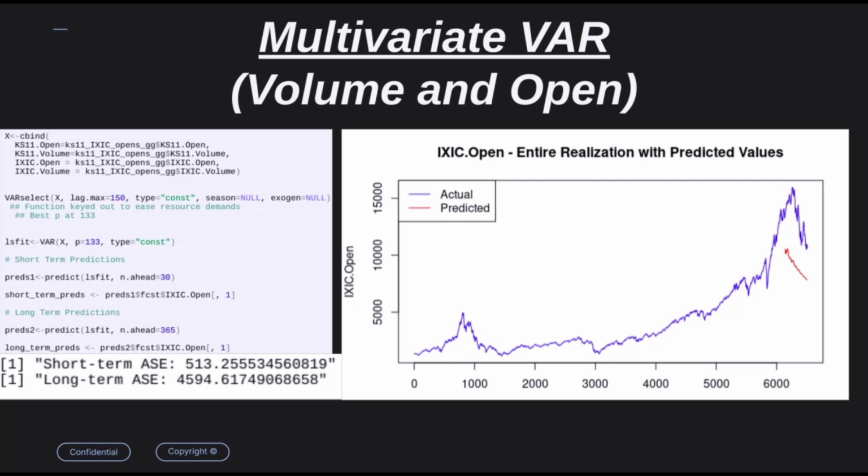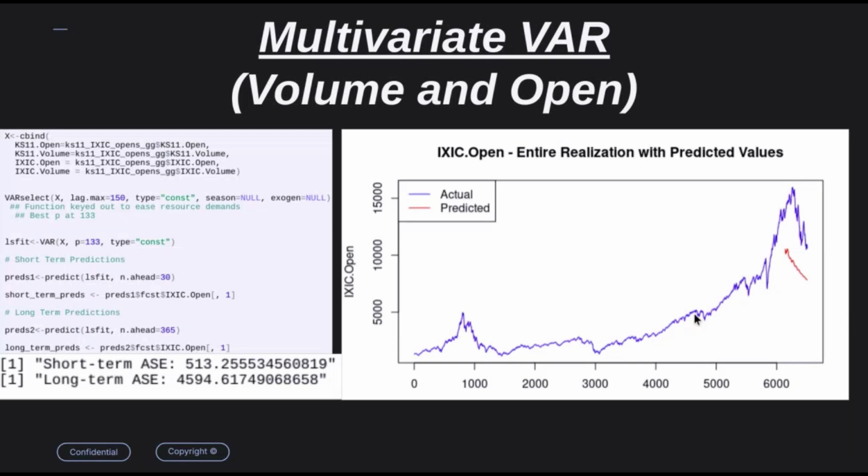Our first VAR model sought to look at volume and opening data for the KOSPI and the NASDAQ indexes. Now, when we ran multivariate VAR using volume and opening data, we found that the square-rooted ASEs were indeed larger than what we got from our univariate models, in both the short term of 30 days and the long term of 365 days. It was a significant jump in ASE, or square-rooted ASE, value. But what we did notice is that the predicted values seemed to capture the downward trend associated with the end of our data set. Now, this suggests that our VAR model was actually able, to some extent, to predict the downward trend that we saw at the tail end of our data set.